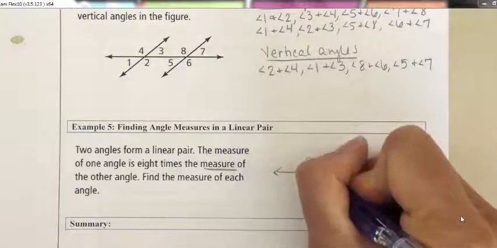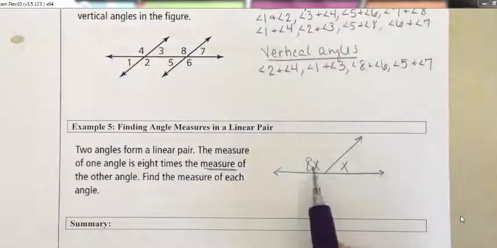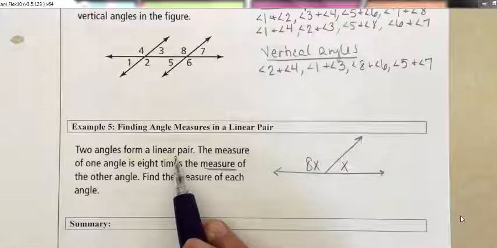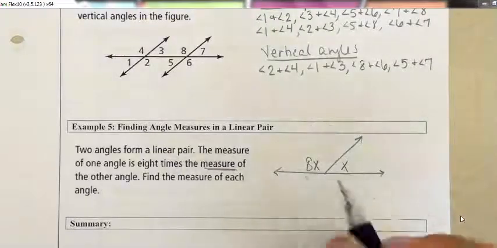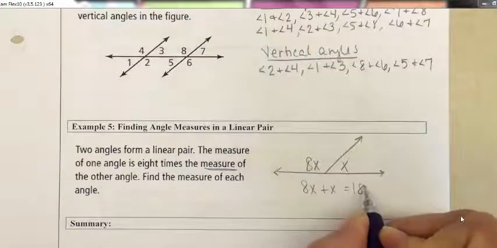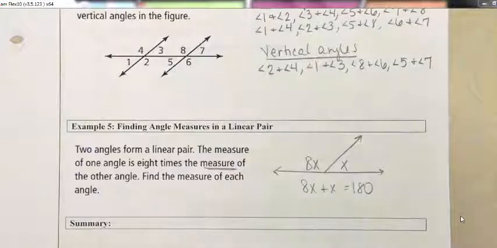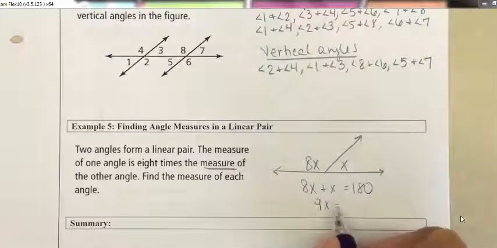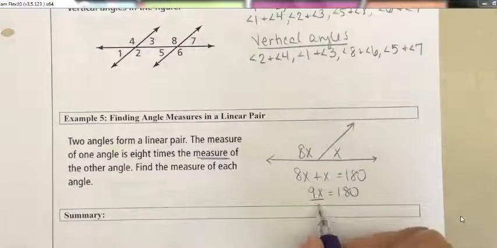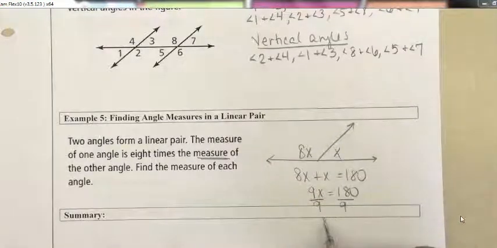Good job, 8x. Now I know together that these two angles, because they form a linear pair, because they form a straight angle, they're supplementary, they basically add up to 180. So I know that 8x plus x is equal to 180. Notice all the equations I keep setting up. So 9x is equal to 180 degrees. Solving for x, we'll divide by 9, so x is equal to 20 degrees.